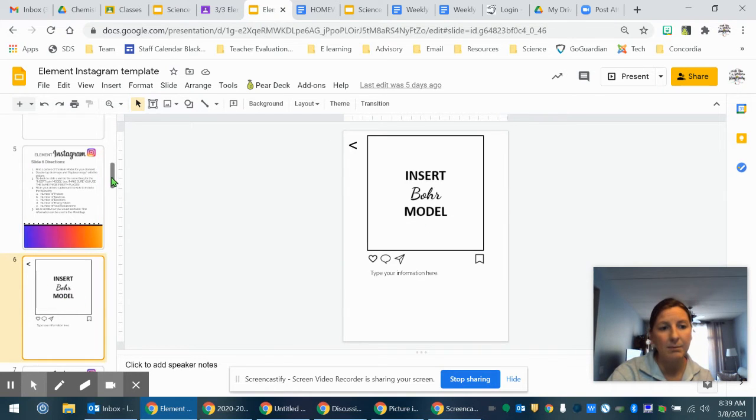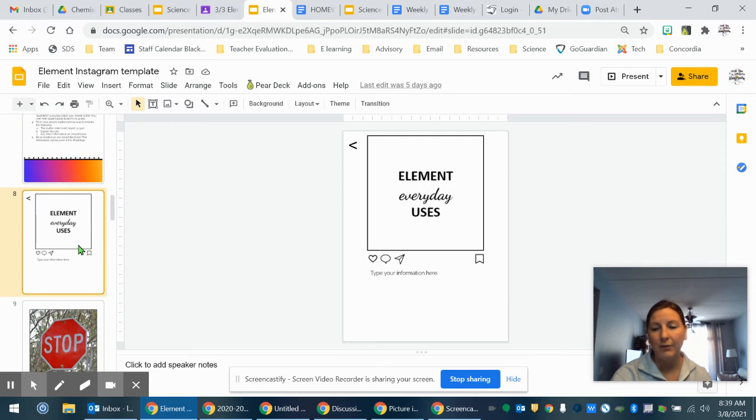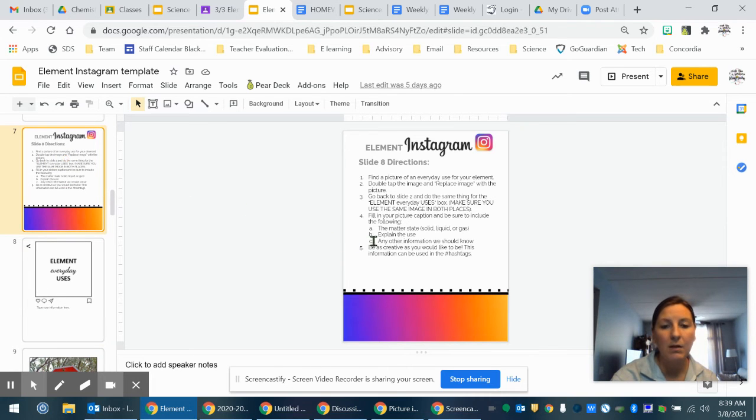And then the last post that you had to do was element everyday use. So you could type in oxygen everyday uses. There's multiple uses for all of your elements. All you have to do is just pick one in the everyday life. Find a picture of it. It can be something creative. It doesn't have to be the actual use of it. And then you need to make sure you explain what matter it is, explain the use, and any other information.